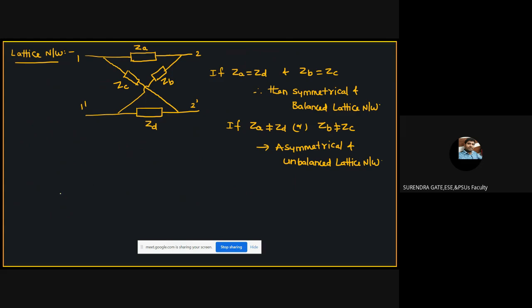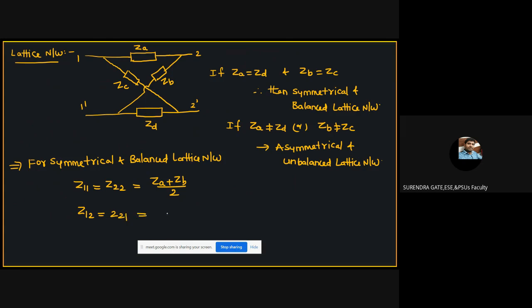If it is a symmetrical and balanced lattice network, then what is Z11 equal to Z22? Directly you can write the formulas like this: ZA plus ZB by 2. Z12 equal to Z21 equal to ZB minus ZA by 2.